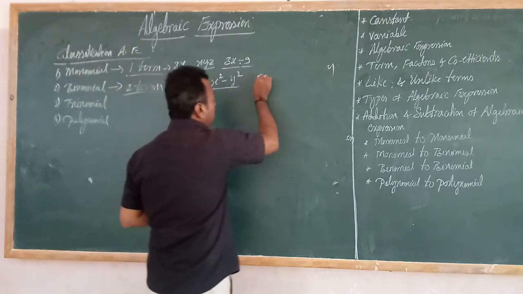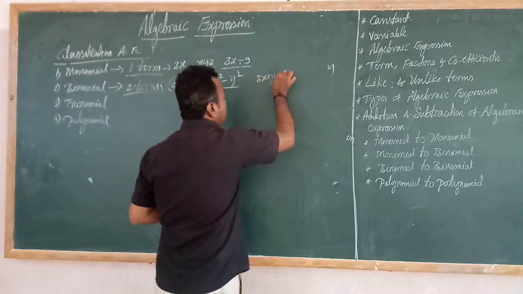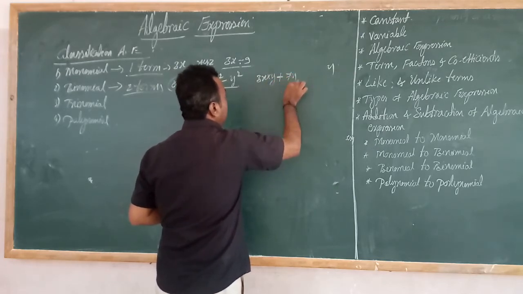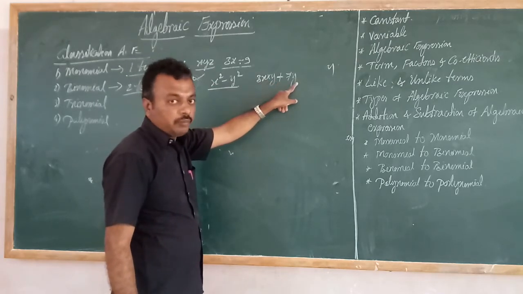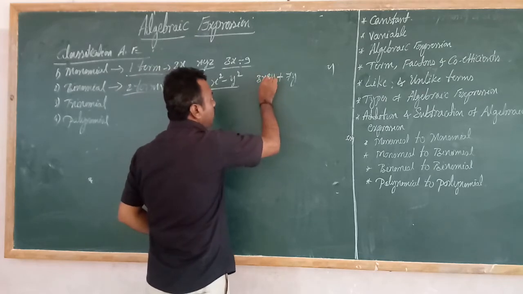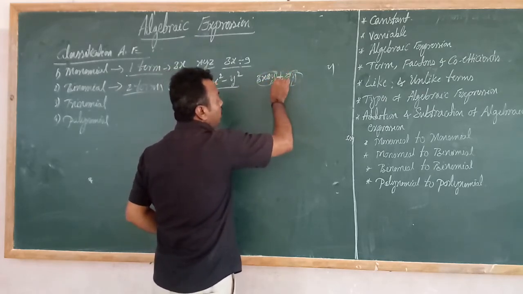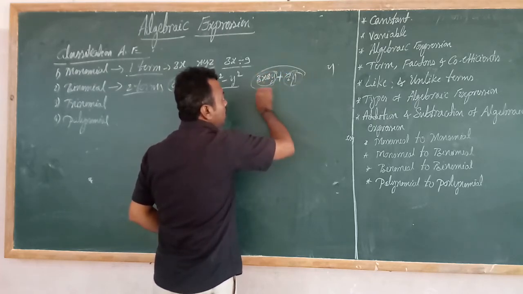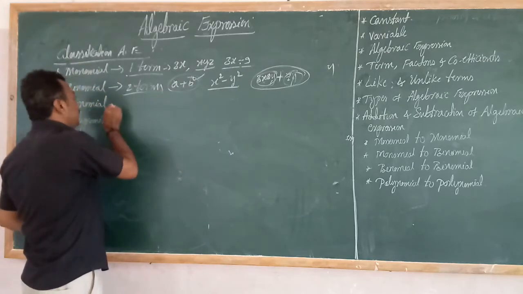And one more thing, 3x into y plus 7y. Is this binomial or not? Yes, it is also binomial, because between 3x and y there is an into sign. Therefore it is one term, and 7y is one term. In between a plus sign is there. Totally two terms. Therefore, it is a binomial. Examples of the binomial. Are you understood? So next one is trinomial.